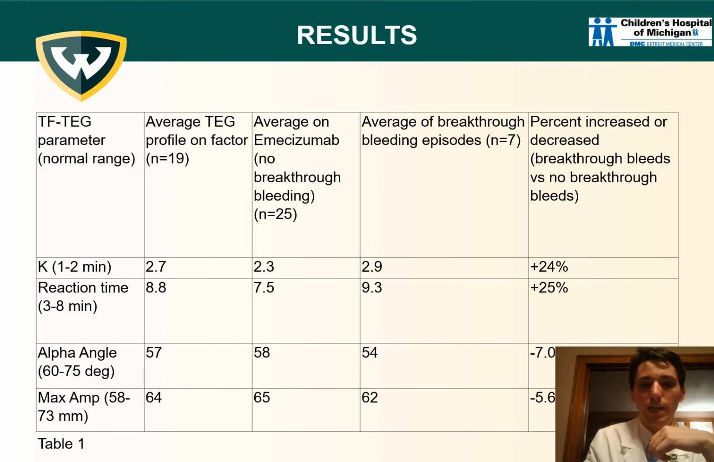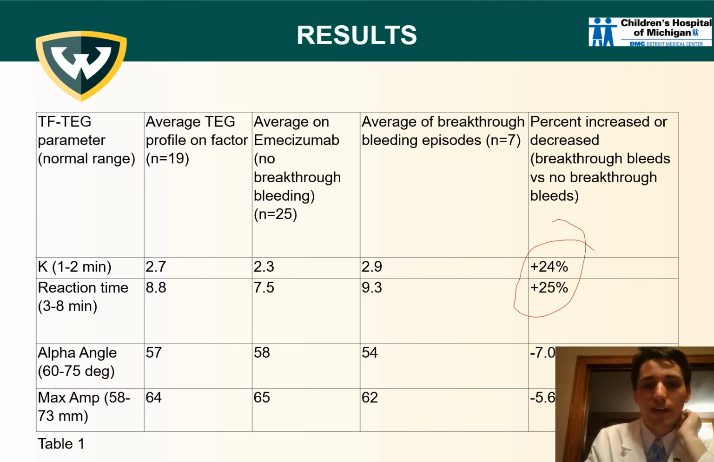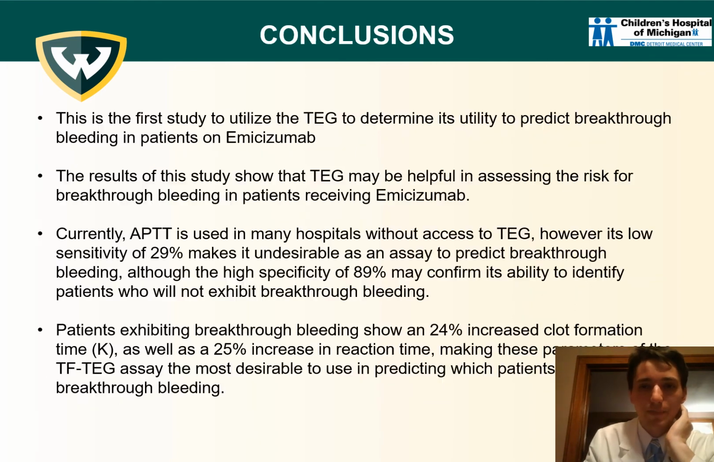And this is another table just showing our results. Just to give you an idea, these are the two most important numbers right here, a 24 and 25% increase in K and reaction time for bleeders versus non-bleeders. So we can look at TEG profiles and see what their reaction time or their K value is doing to identify which ones might bleed and which ones may not bleed.